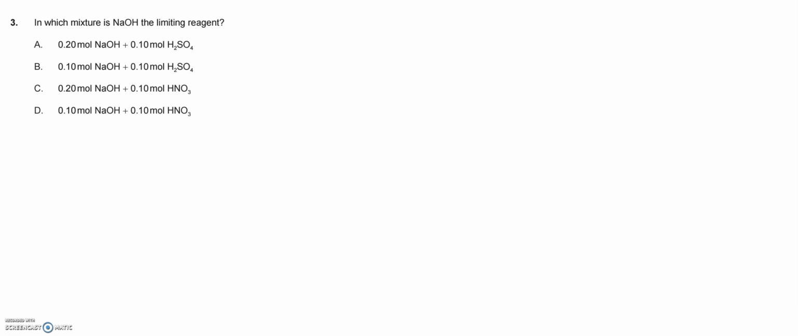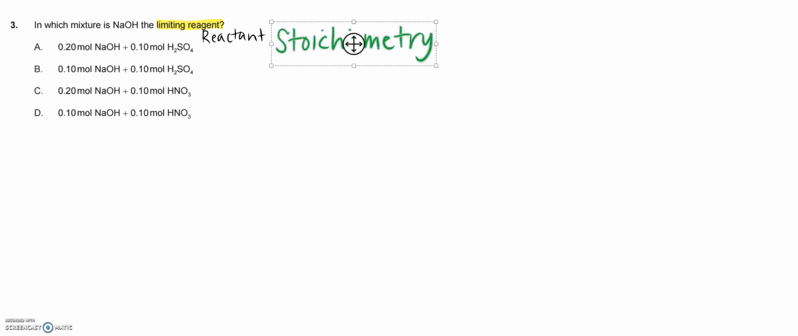So it's saying, in which is NaOH the limiting reagent? Reagent, remember, is the same word as reactant. Don't want to forget that that means the same thing. We're looking for the limiting reactant, which really means that we are talking about stoichiometry. Limiting reactions are dealing with stoichiometry, which means we need to have a balanced reaction.